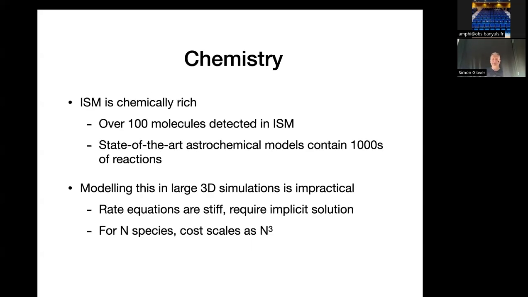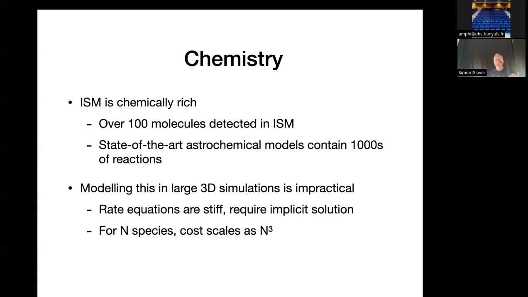Okay, now this brings me on to the topic of chemistry. So just to give one reason why we need to worry about chemistry. Of course, we might also worry about chemistry because we're interested in chemistry. We're interested in understanding the chemical makeup of the ISM. After all, a lot of what we observe in terms of observational traces is molecular line emission. So we need to know where those molecules come from.